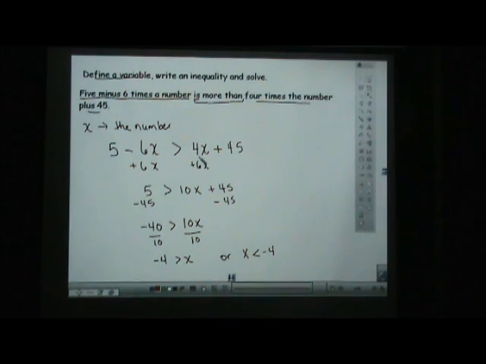If you had chosen to subtract the 4x from both sides, you would have had a negative in front of your x's, which would have caused you, when you divided, to flip your symbol to get the same solution that I have here. It is an option, but I like to keep my variable positive if possible because it helps me not make the error of forgetting to flip.